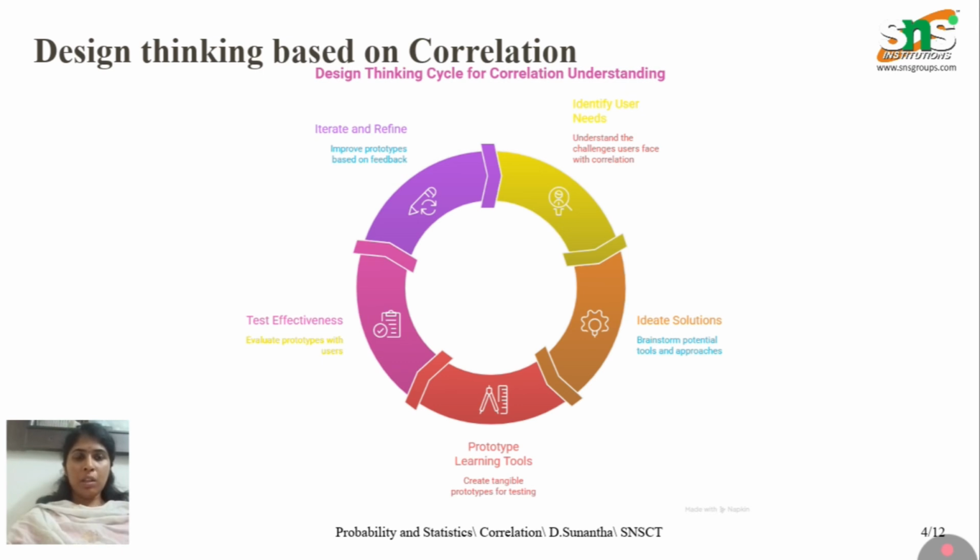So here is the design thinking cycle for understanding the correlation. So first we need to identify the user. Identifying the challenges users face is the empathy part. Next is ideate. So the problems are brainstormed to find the solution. Next is prototype. How to solve the problem is done there. Next is testing. The prototype developed is tested in the real life problem. Then we'll be refining the outcome of the test in the iterate part.